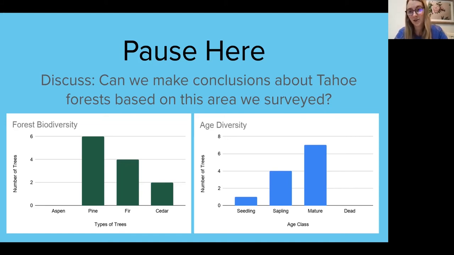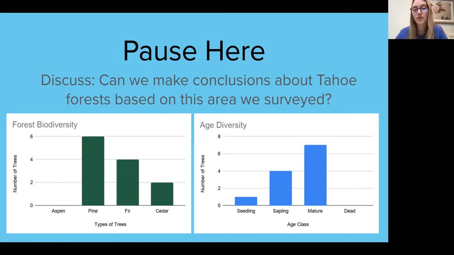Unfortunately, the answer is no. Since I only surveyed one very small section of the forest surrounding Lake Tahoe, it's not the most representative sample of all of the forests. For example, I could have walked through the one section of forest that had cedar and fir, and the rest of the forest could just have pine, but we wouldn't know because we found fir and cedar in our sample. The same goes for age diversity. I could have walked through the one section of the forest that actually had seedlings and saplings, and for some reason the rest of the forest might not.